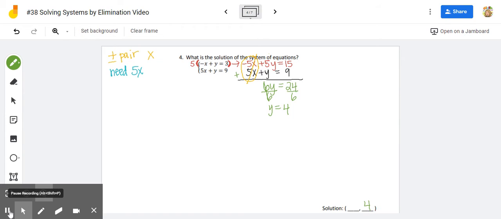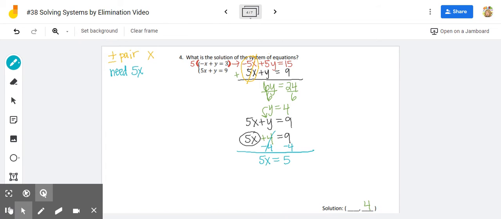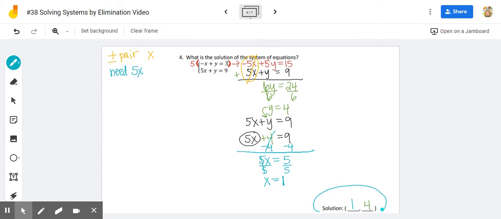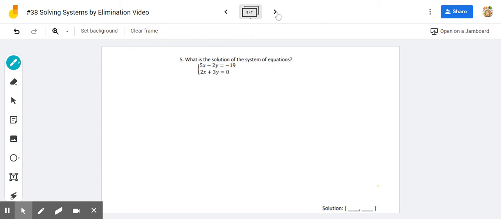So I'm going to use the second equation. We're inserting 4 in place of y. To solve for x, I need to subtract. And to finish, divide by 5. So our solution is positive (1, 4), or x, y. Try one more with me.